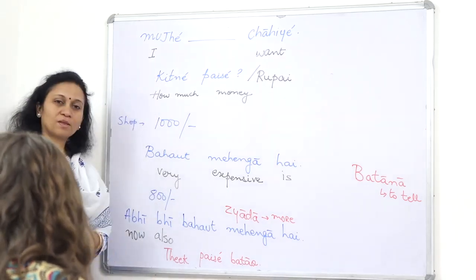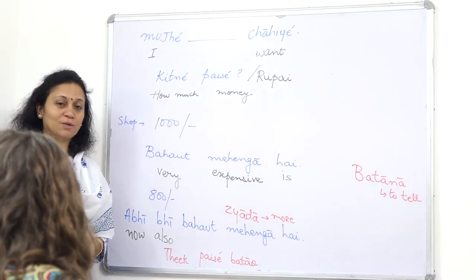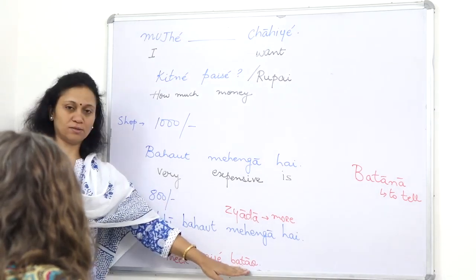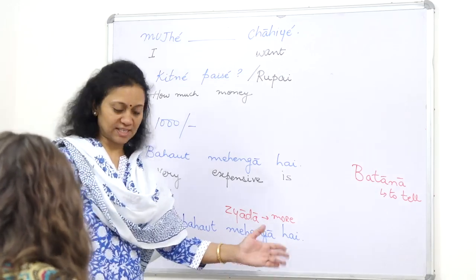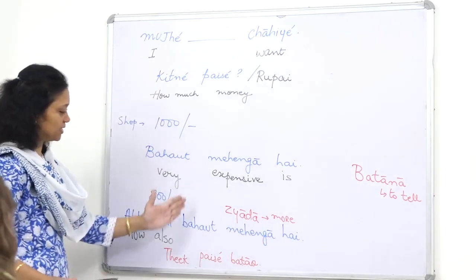And no hai at the end? No, nothing at the end. This does the job. Please tell. So ठीक पैसे बताओ. That's a new form of the tense. At the moment, you just have to learn these expressions.